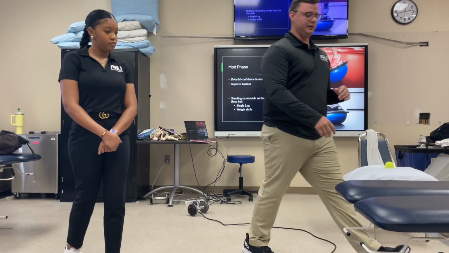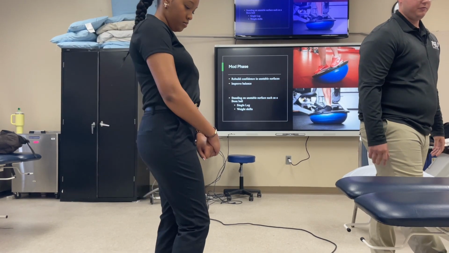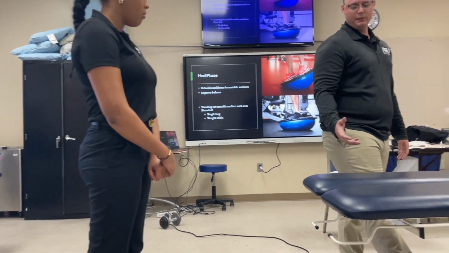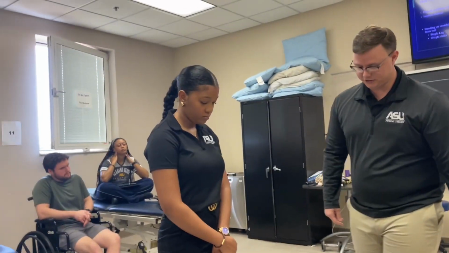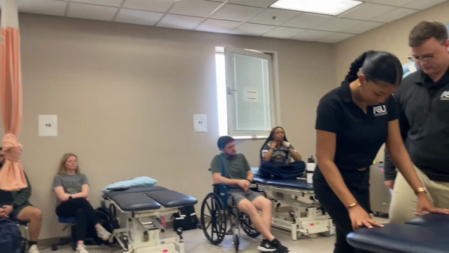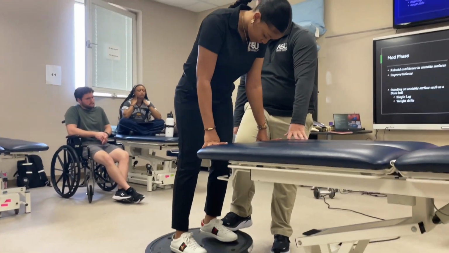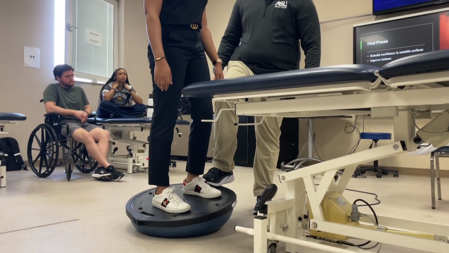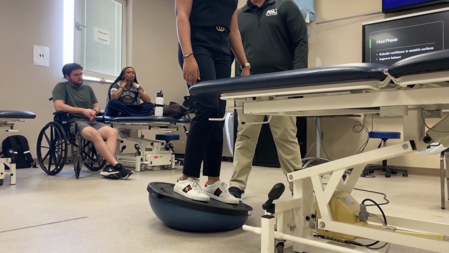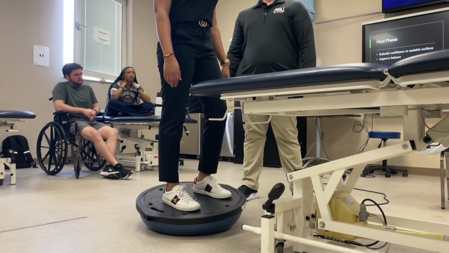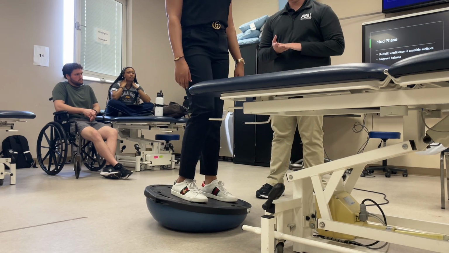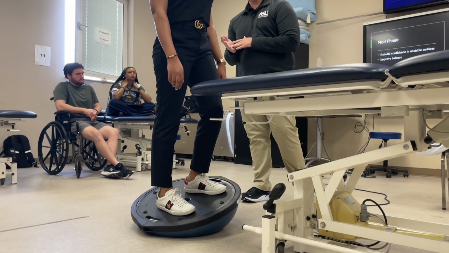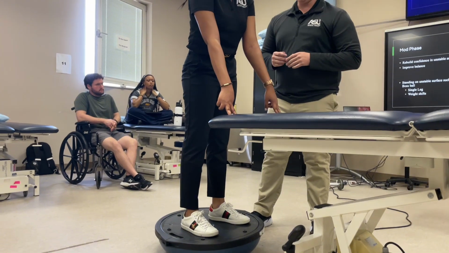So for this, I would have them, since it's an unstable surface, I would raise the table up so they can hold onto the table if they need to. First, we'll start with the weight shifts. So she would space her feet about shoulder width apart and just slowly rock to the right and slowly rock to the left. Try to keep your head up and just, there you go. Good. So next we would do single leg.